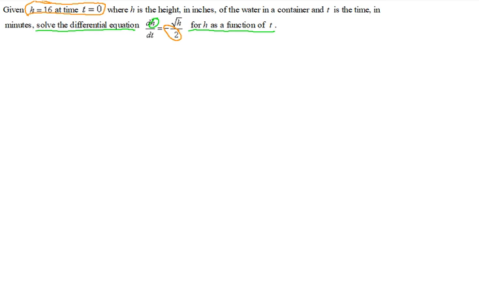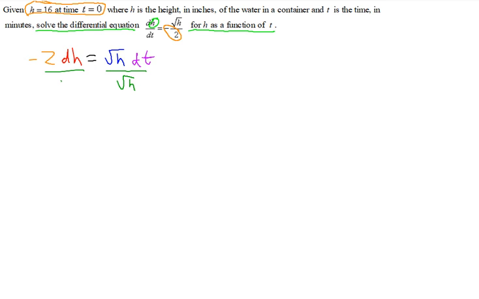So when I separate them, I will get negative 2 times dh equals square root of h times dt. But this time, unlike the last one, they're not separate. Notice there's no t's other than dt, so you don't have to worry about getting those on the right side. However, the square root of h is on the wrong side. It needs to be with the dh, so we divide both sides by square root of h to separate the variables.